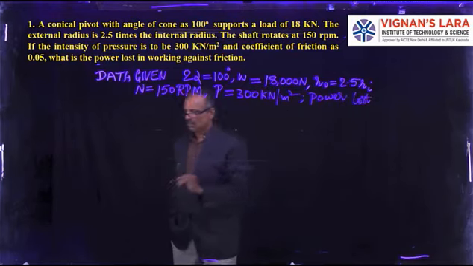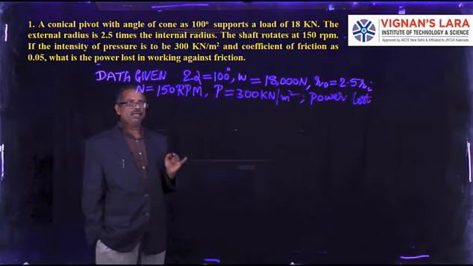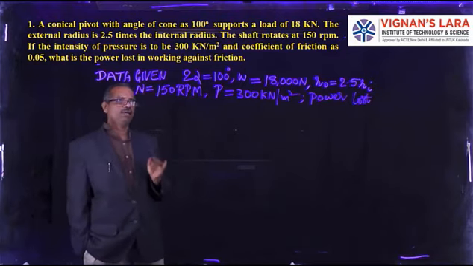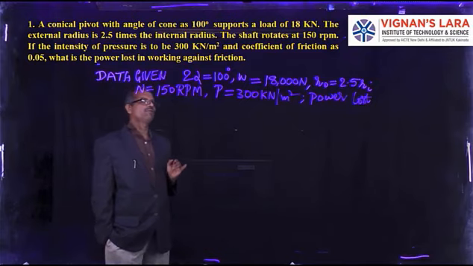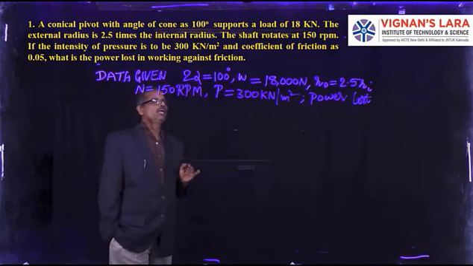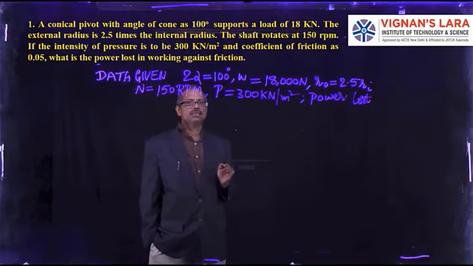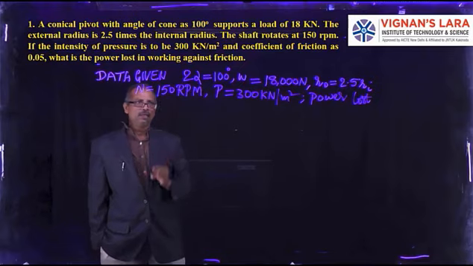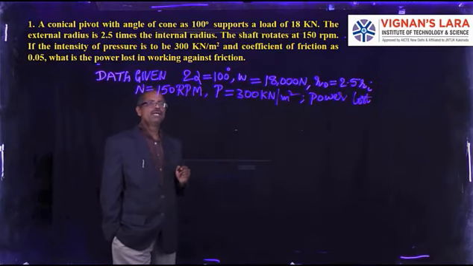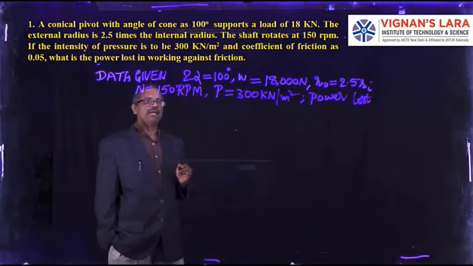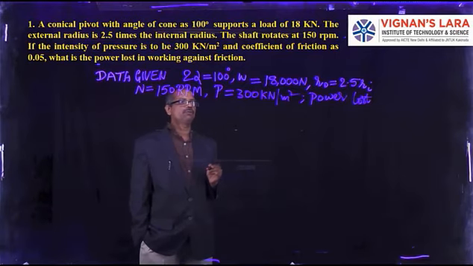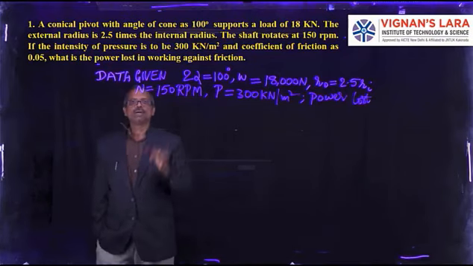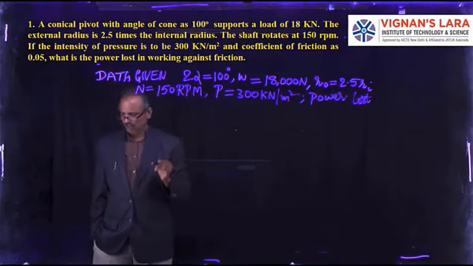So the data given is: it is a conical pivot with an included angle of 100 degrees which bears a load of 18,000 newtons, and the outer and inner radii are related by R0 is 2.5 times Ri, and it rotates at a speed of 150 rpm, and the maximum pressure is 300 kilonewtons per meter square. In this case, what is the power lost? This is the problem given. So we want to find out power.